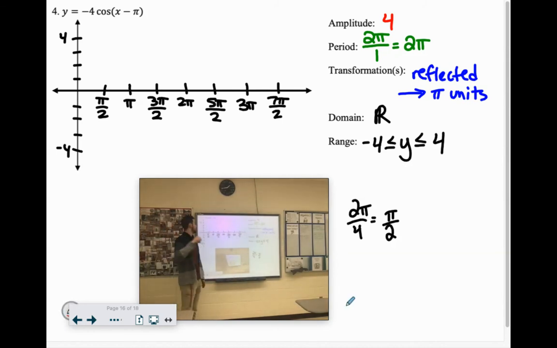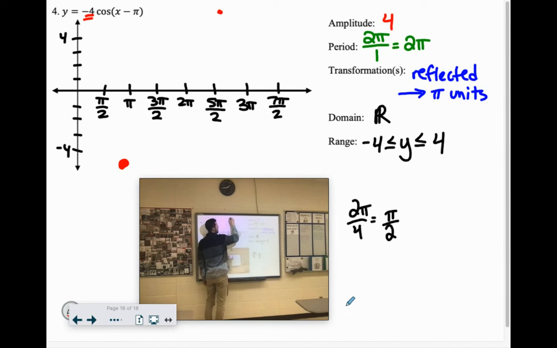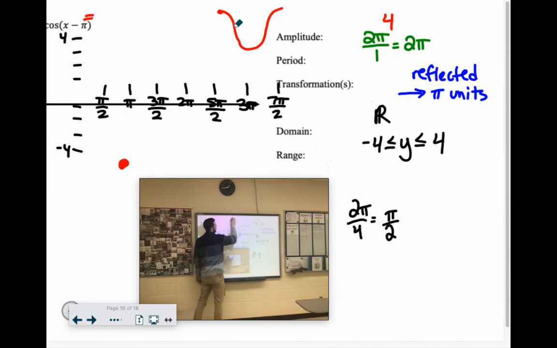Cosine typically starts at the highest point of our graph. Great, so it's going to be at the extreme value. But you'll see we have an amplitude of -4. So instead of starting at the highest 4, we're going to start reflected at -4. We're also shifted to the right pi units. So we're going to be in this column here to start, but at -4. So typically the graph for cosine starts at the highest, comes down, and then goes back up. Now we're going to be doing the opposite.